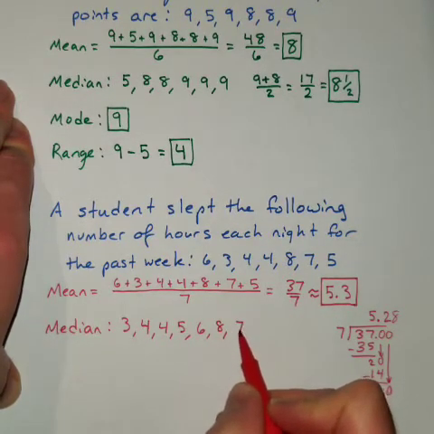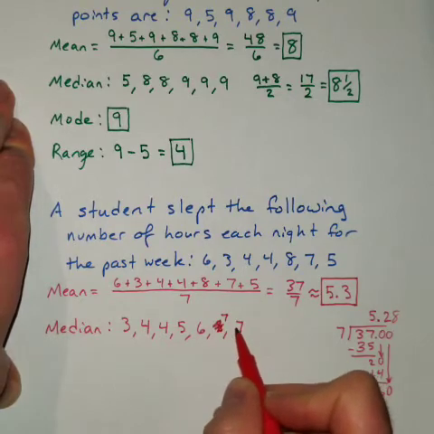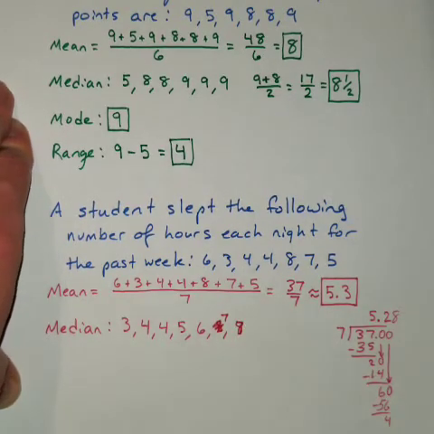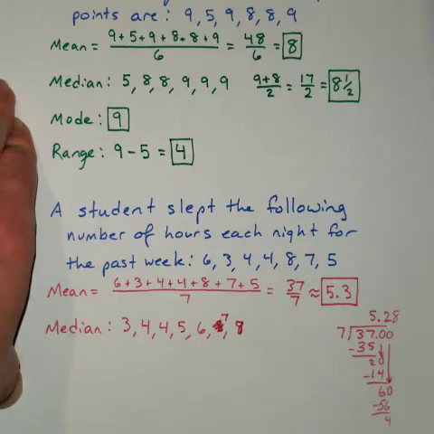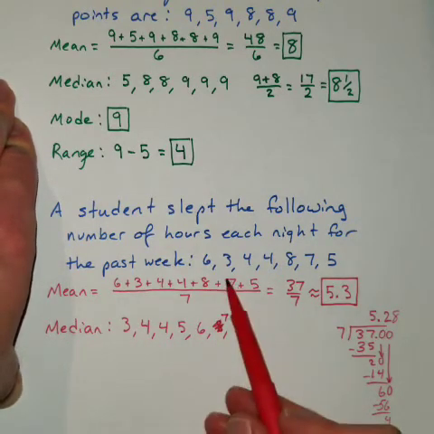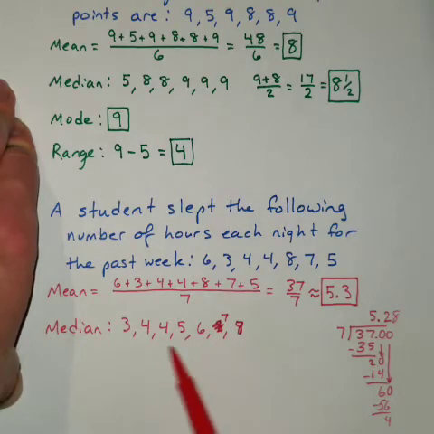Oh, I just did those backwards, didn't I? 7. I'll turn that into an 8. There it is. Okay, that's the risk you run in doing that, right? So make sure to get them in the correct order. 3, 4, 4, 5, 6, 7, 8.